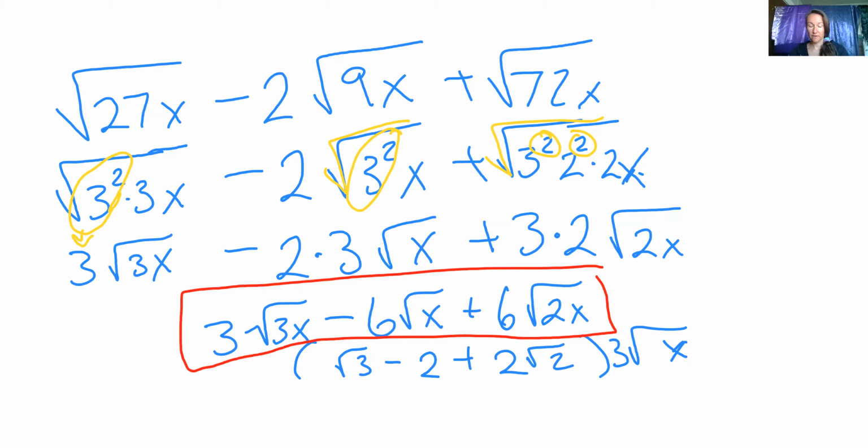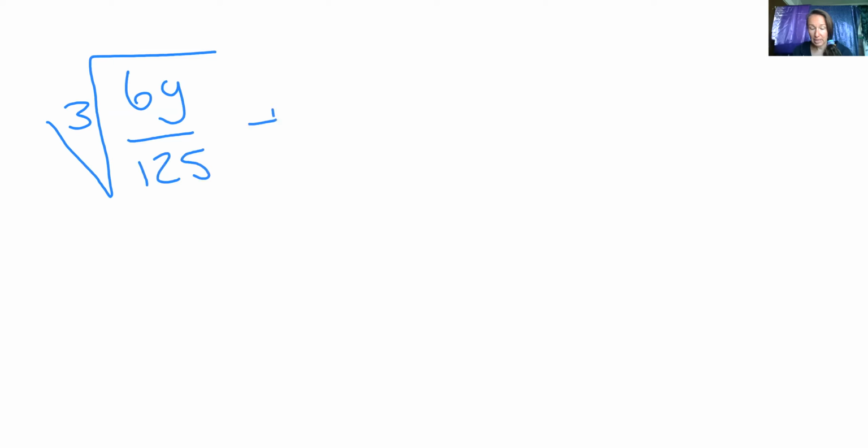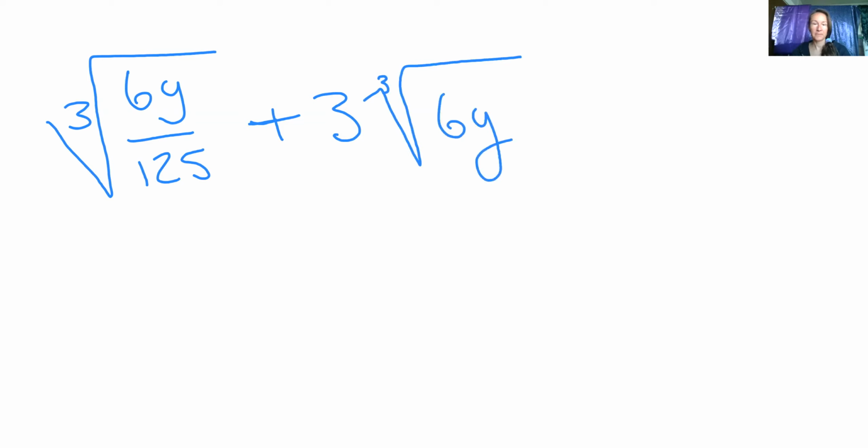All right, let's go to our final example for this section. Our next example is the cube root of 6y over 125 plus 3 times the cube root of 6y. Okay. So right now we have fractions, we have different radicals.